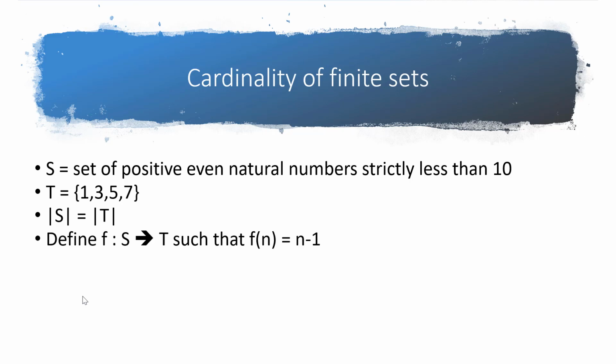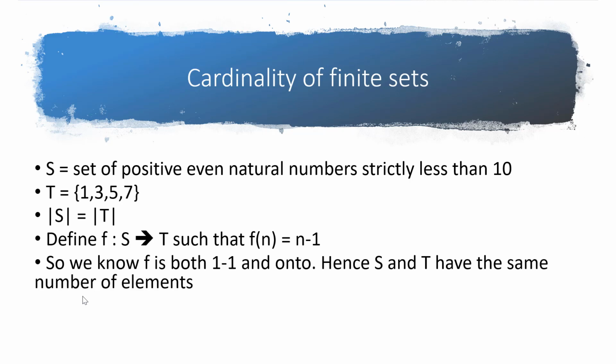To show that, we can define a function from S to T such that f of n equals n minus 1. So we know f is both one-to-one and onto, hence S and T must have the same number of elements. So in this case, we define a function from the set of positive even natural numbers strictly less than 10 to the set T, which is given by {1, 3, 5, 7}. The function is f of n equals n minus 1. We can show f is both one-to-one and onto, and therefore, because f is a bijection, S and T must have the same number of elements.